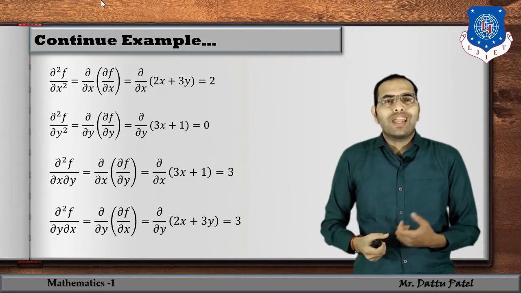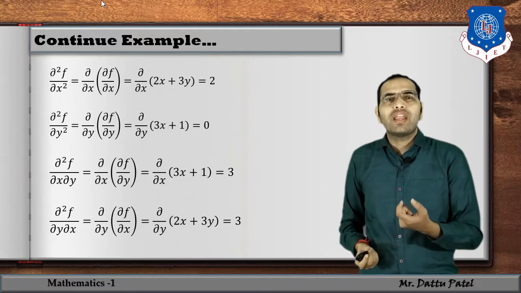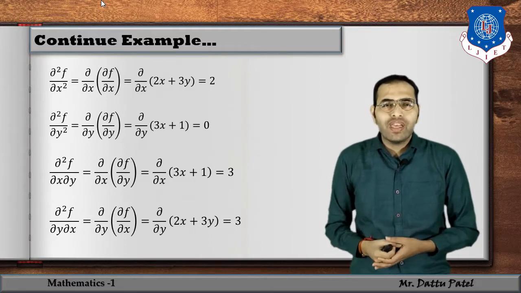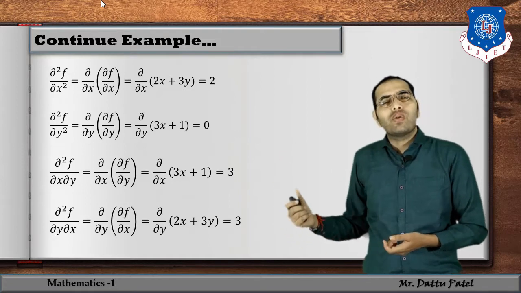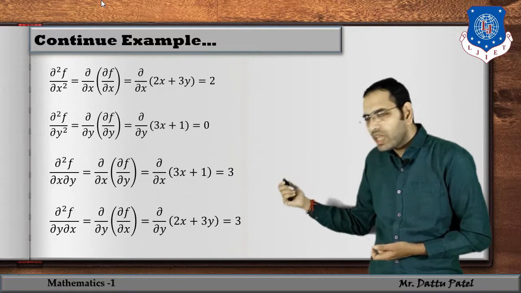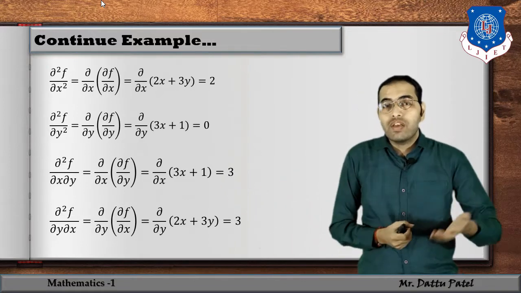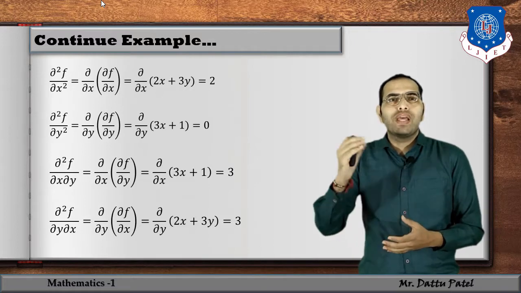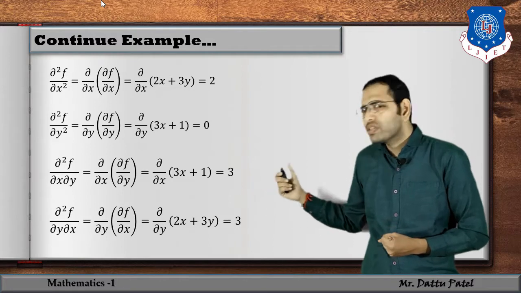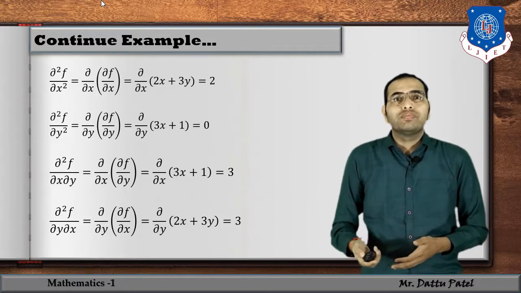Likewise, we can find ∂²f/∂x∂y, which we can write as ∂/∂x of ∂f/∂y. Substituting the value of ∂f/∂y, that is 3x + 1, the derivative of that term with respect to x becomes 3. Similarly, ∂²f/∂y∂x is ∂/∂y of ∂f/∂x. Substituting the value of ∂f/∂x, that is 2x + 3y, the derivative of this term with respect to y is 3.